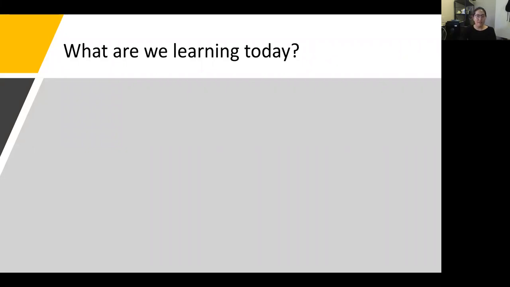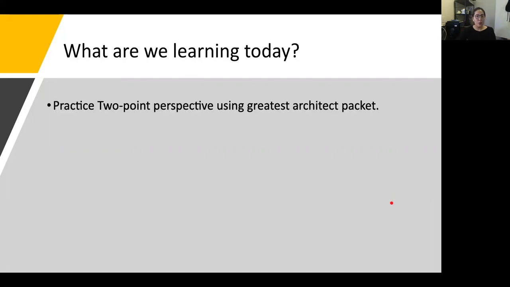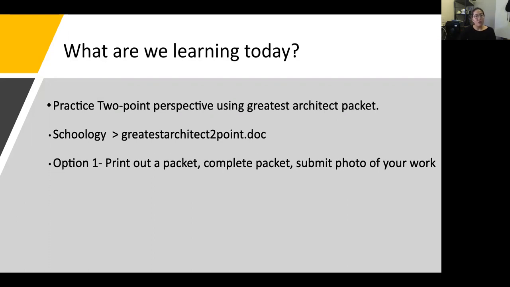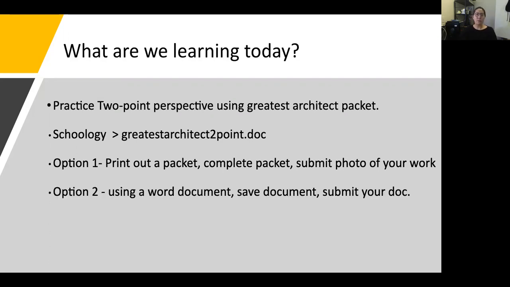So you can find your 2 point perspective packet on Schoology. It's going to be titled GreatestArchitect2point doc. Now you have two different options. Option number one, you can print out a packet, complete it by using different pens and draw your orthogonal lines, vanishing points and horizon line, and submit photos of your work on Schoology.